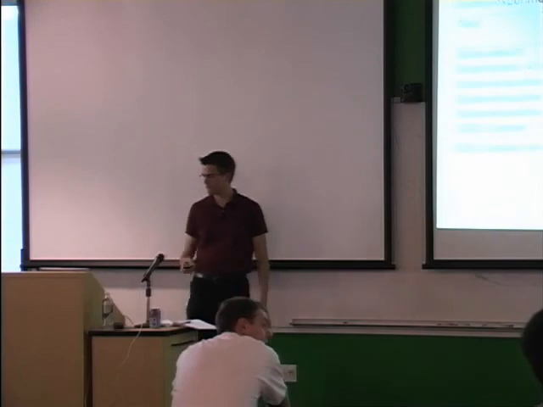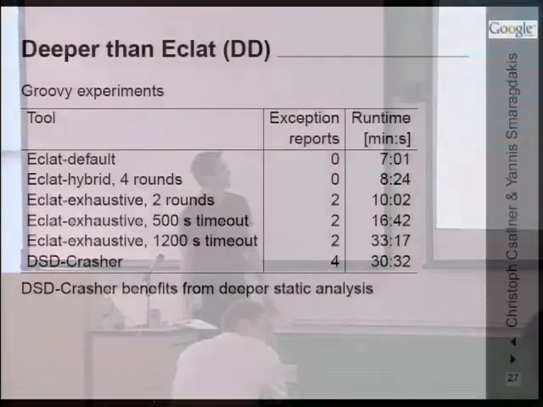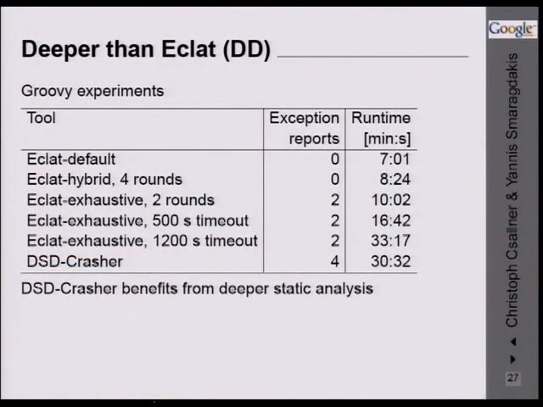For the Groovy experiments, we have a similar behavior: Eclat, in the different combinations I tried, was not able to find the same bugs that DSD-Crasher found in similar time. Again, that is because it was not able to solve complex conditions and come up with very specific kinds of inputs that cause a particular behavior.